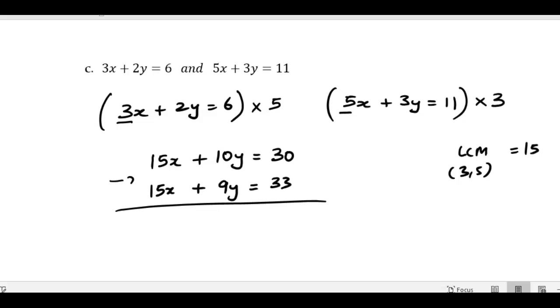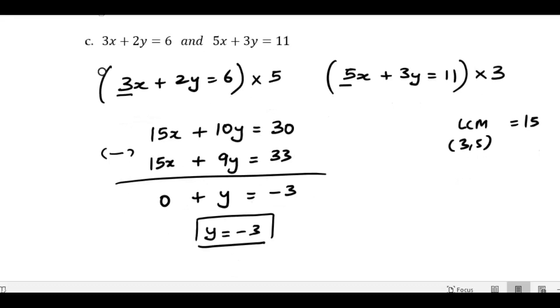We're going to eliminate by subtracting the two equations. So 15x minus 15x is going to give me 0. 10y minus 9y is going to give me 1y, or just y. Now 30 minus 33 is going to give me minus 3, which gives me the solution for y as a negative 3. Now we've worked out the value for y, we still need to work out the value for x. So again, we're going to go ahead by substituting.